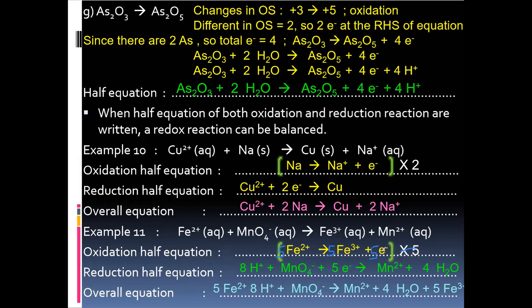The purpose of doing this is so that the electrons can be the same, so that when I sum them together, 5 electrons are on this side, 5 electrons are on this side. I mean that both of them can cancel each other out. They will always cancel each other out. Then, of course, you sum up the rest. So what I have here now is 5 Fe2 plus, 8H plus, MnO4 minus, to give us Mn2 plus, plus 4H2O, plus 5Fe3 plus.